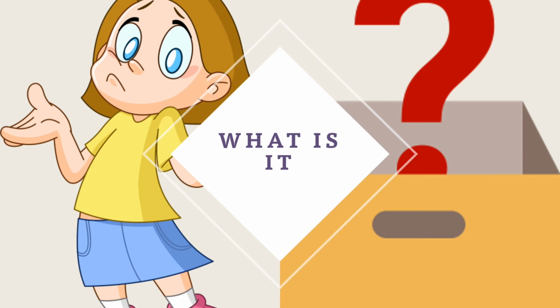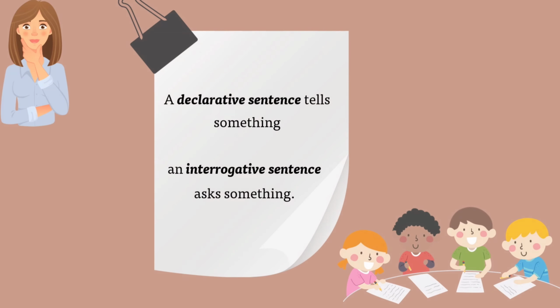The characters of the story make use of two different kinds of sentences, which are declarative and interrogative sentences, to express themselves and communicate with the members of the family. A declarative sentence tells something, while an interrogative sentence asks something. Going back to the story, which are declarative and interrogative sentences?